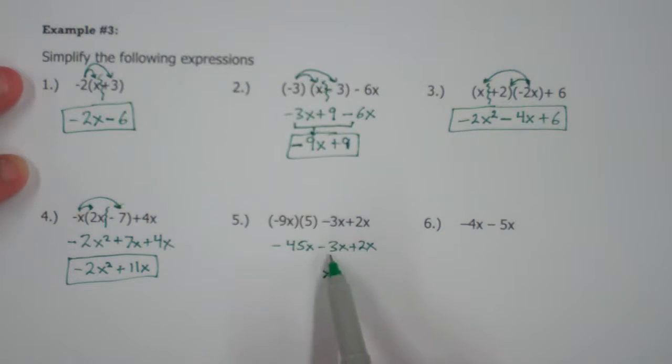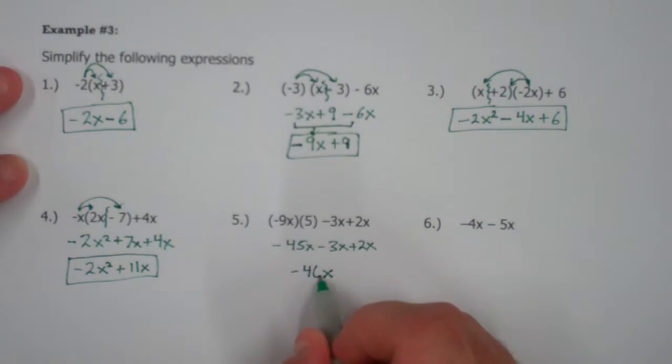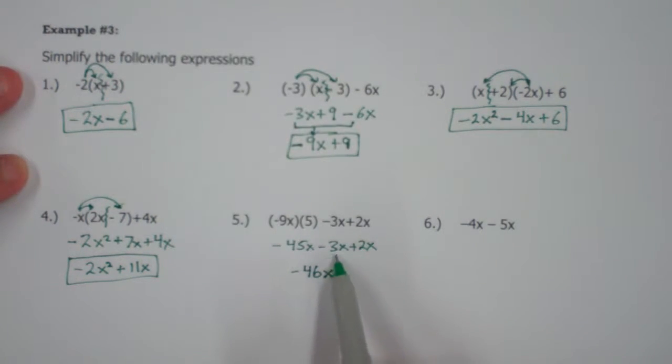Negative 45 minus 3 is negative 48, plus 2 is negative 46. You could also do negative 3 plus 2, and that's negative 1. And then do negative 45 minus 1, which is negative 46x.